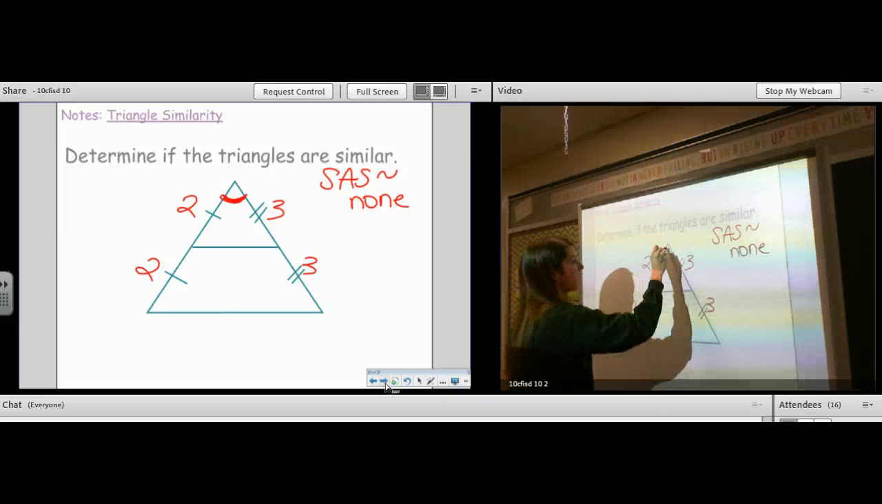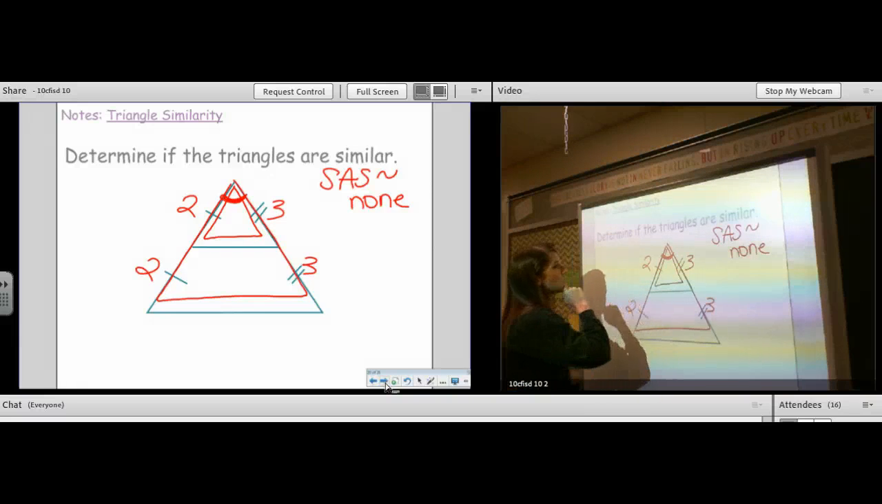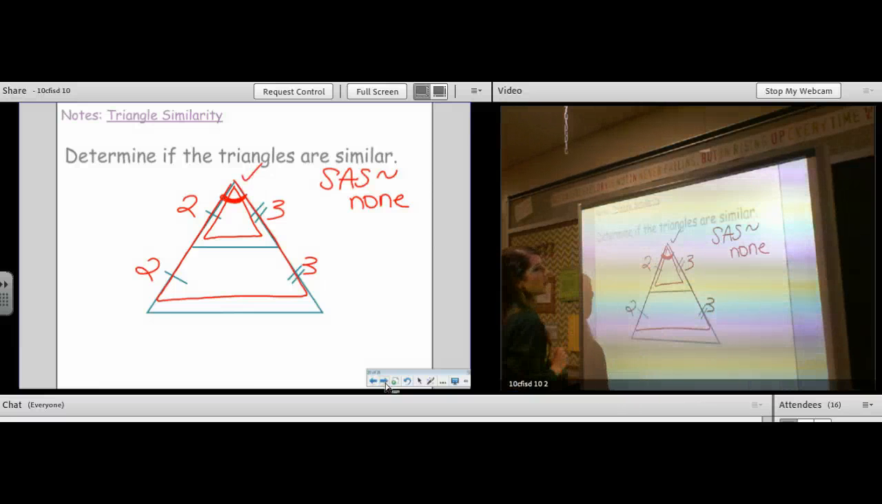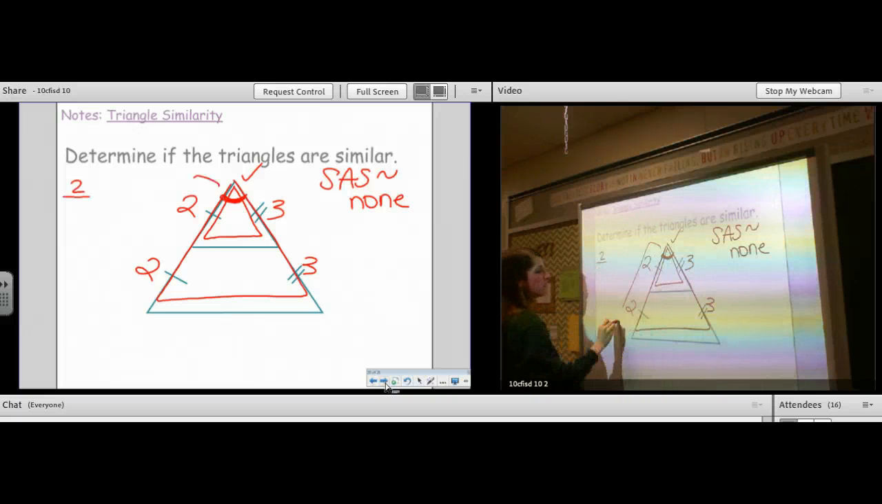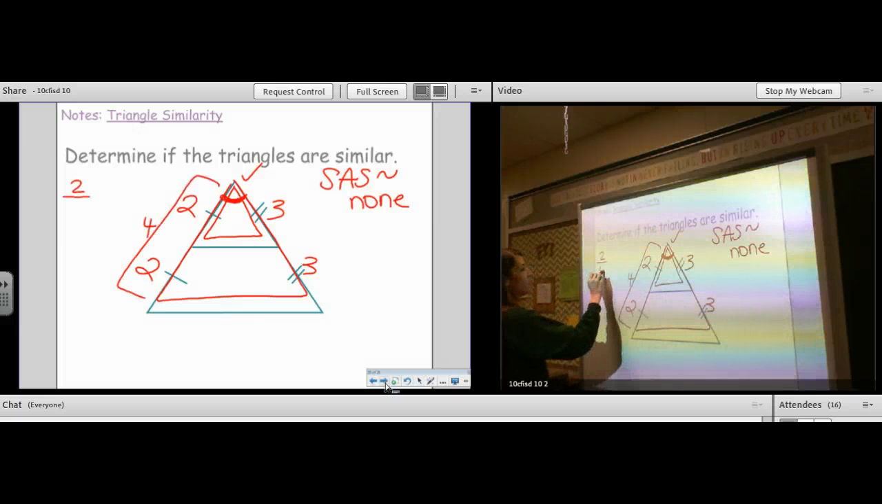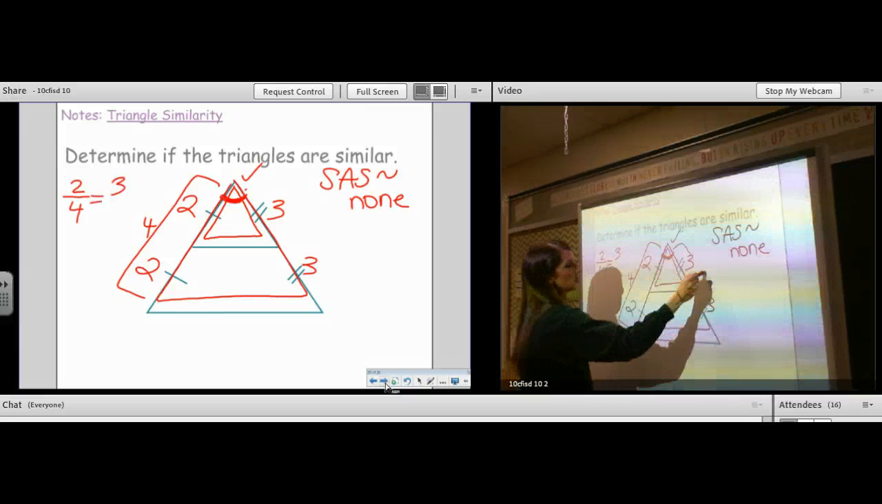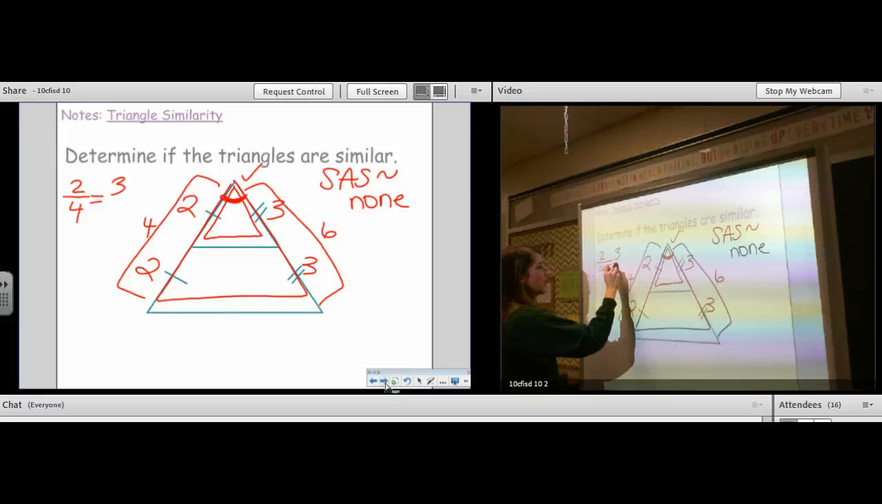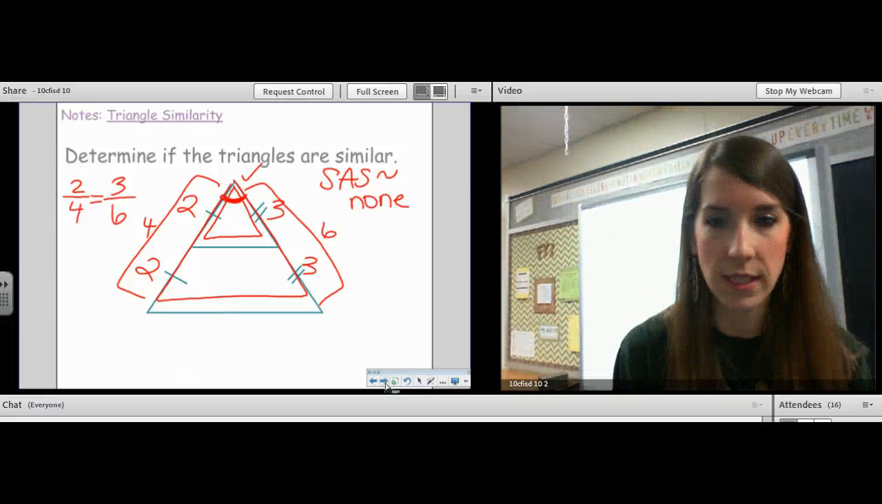Okay? So we are comparing this triangle to this triangle. We already have an angle. The angle's good. Check on the angle. Now let's compare the sides. 2 is to, well, that would be 4. 2 is to 4 as 3 is to 6. Well, definitely 2 is to 4 as 3 is to 6.